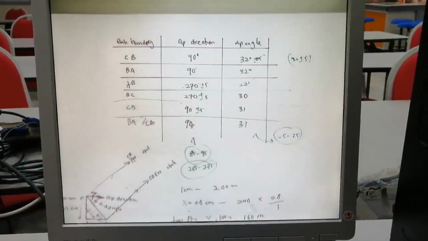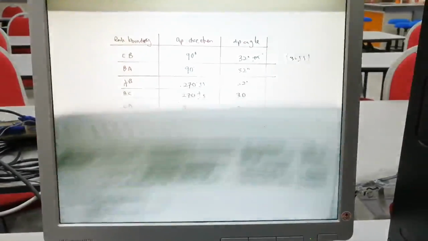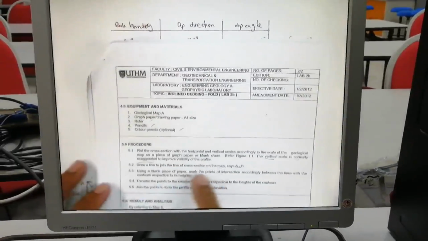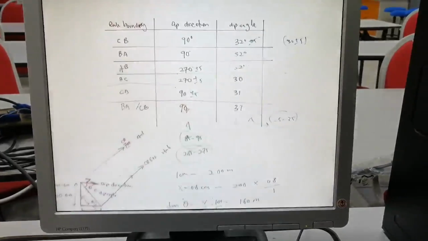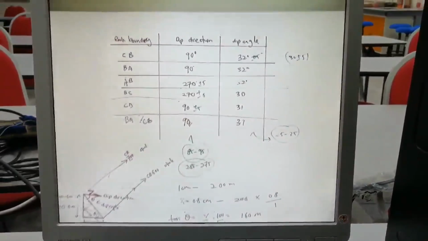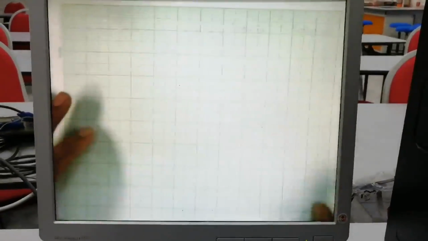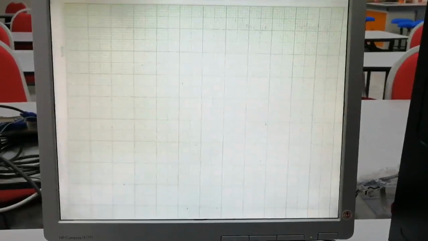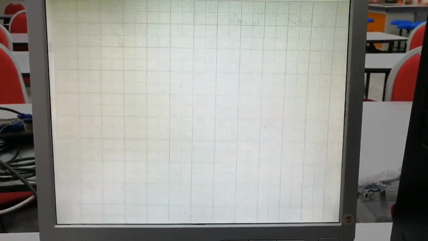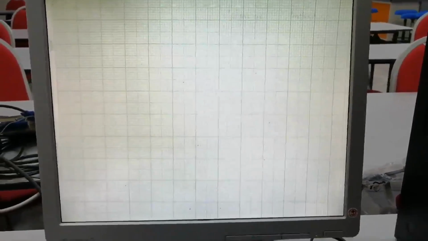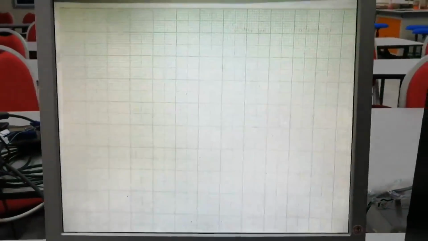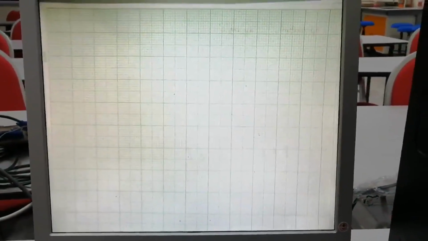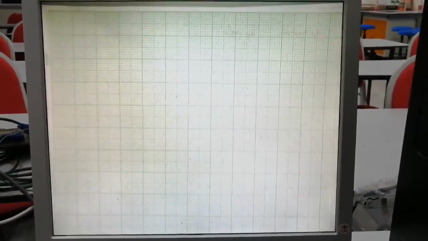Now you have to draw this cross section. Our task is to draw the cross sections of the map between A and B. So you have to use graph paper. The first thing you need to know is your scale and your legend.